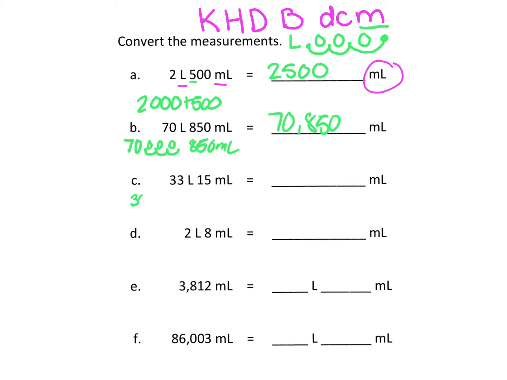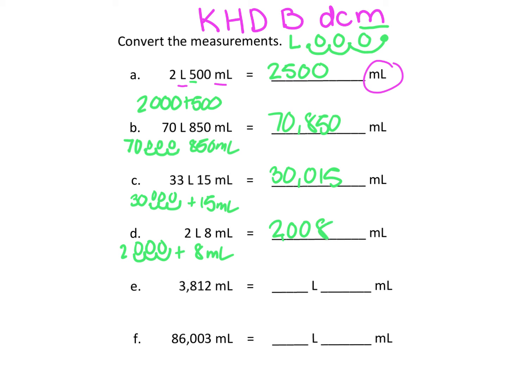C, we have 30 liters. We're going to multiply by 10 3 times, giving us 30,000 plus 15 milliliters. We're going to have 30,015 milliliters. For D, we have 2 liters. Move to the right 3 decimal places, plus 8 milliliters, which gives us 2,008 milliliters.